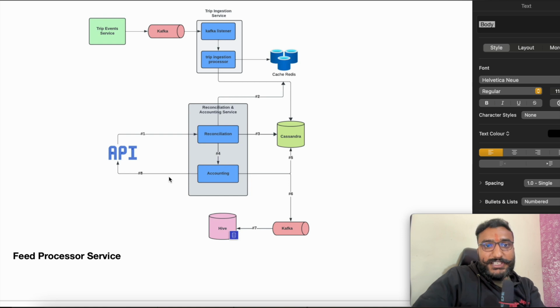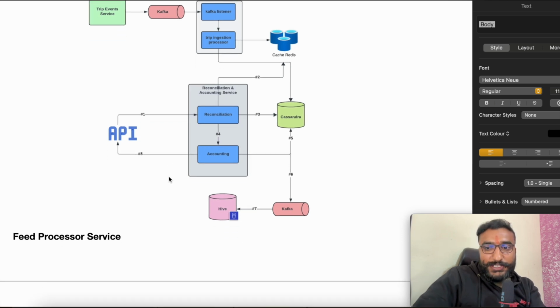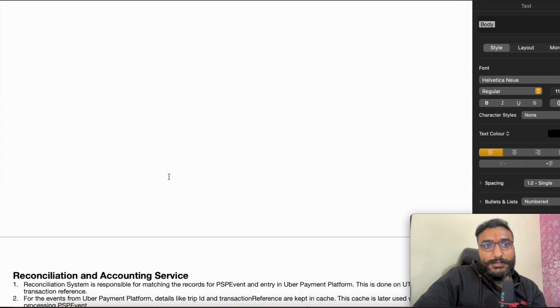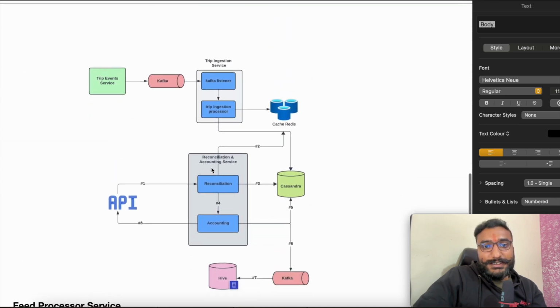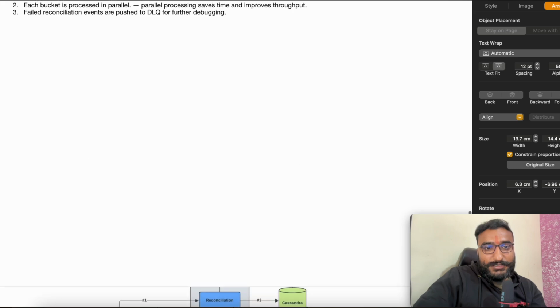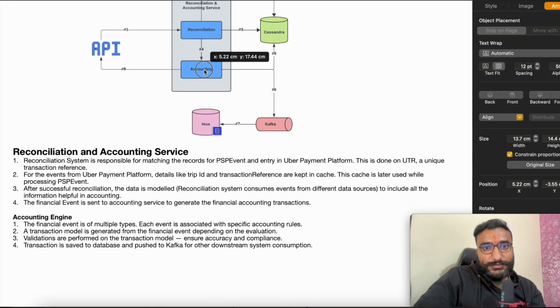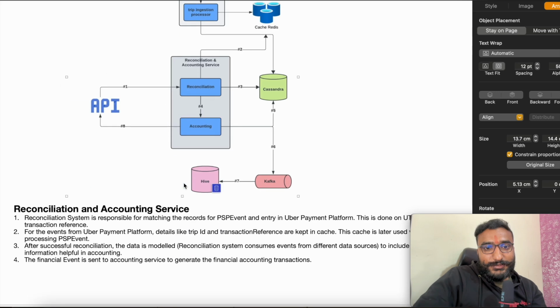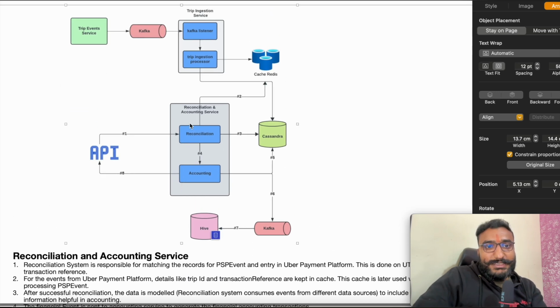Now in case of the feed processor service, that's where the actual settlement process kicks in. Till this point, we are doing the initial pre-processing to consume this event. Okay, so not the feed processor service, this is the reconciliation service. So this is our reconciliation and accounting service.